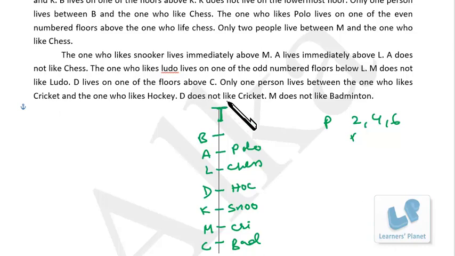I'm sorry, I missed a point for this. The one who likes Ludo lives on one of the odd numbered floors below L. So this is 7, 6, 5, 4, 3, 2, 1. So the odd numbers are 3 and 1. So it has to be Ludo. Then B has to be badminton. Now we can verify all the conditions which are given over here.